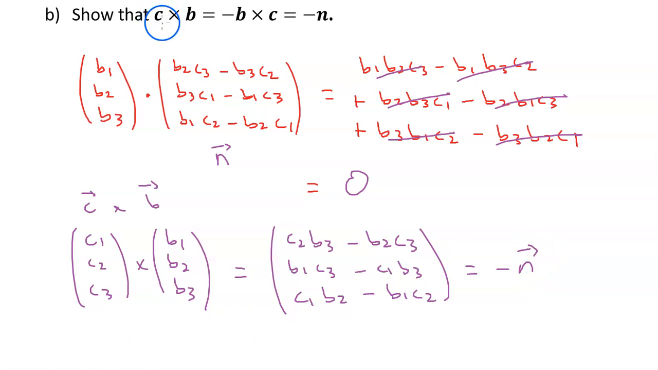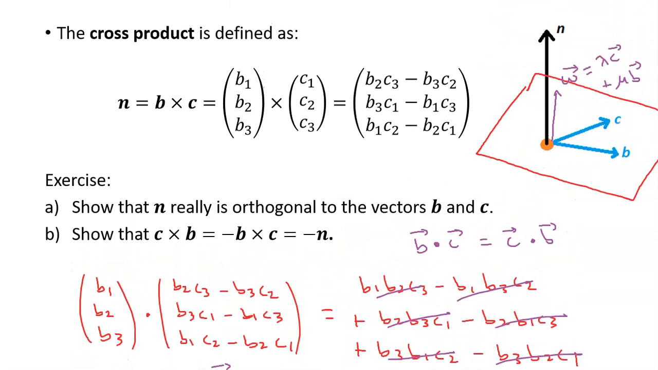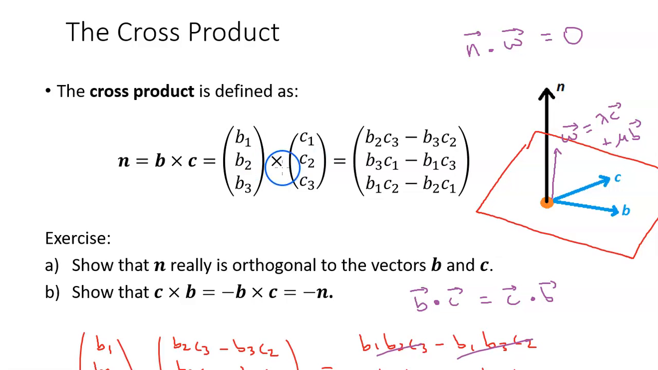So unlike the dot product where B dot C is equal to C dot B, the cross product, if you swap it around, actually times the result by negative 1. So yeah, that's the cross product. Take 2 vectors B and C, and you get a vector that is normal or orthogonal to both of them by using this formula here.